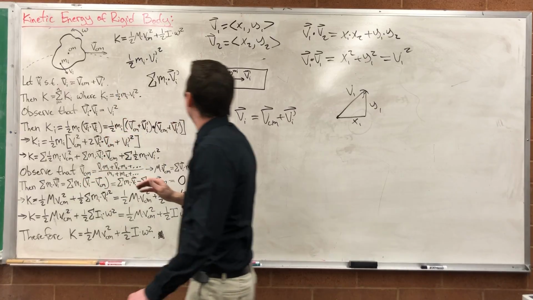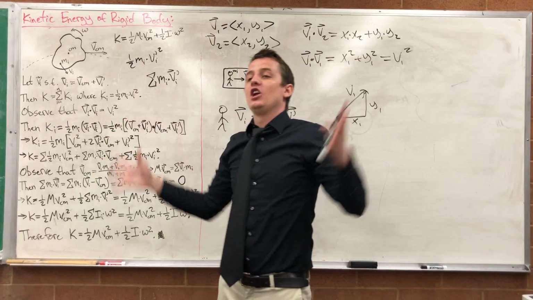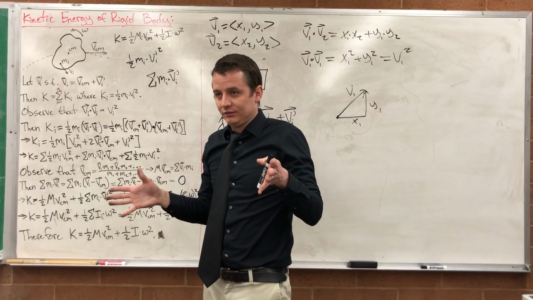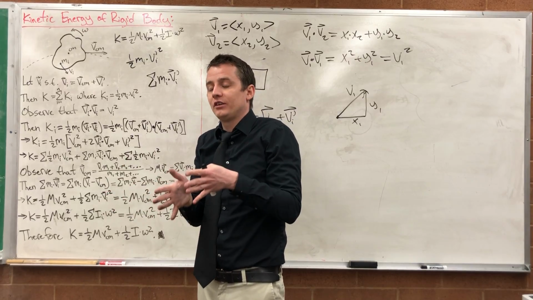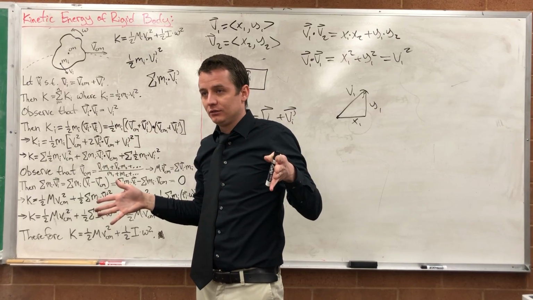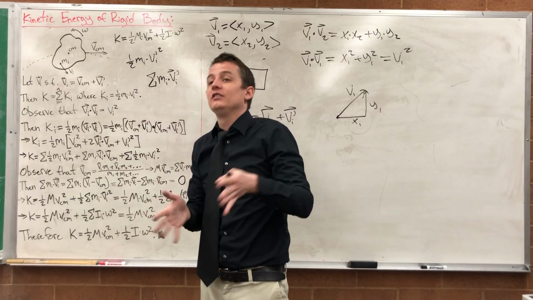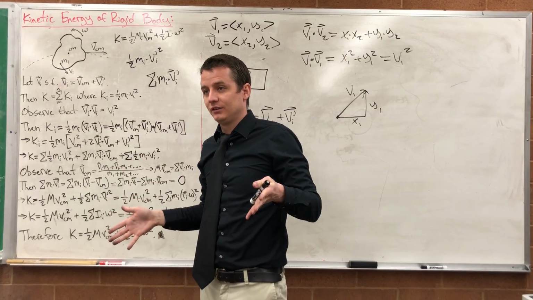Why? Because there's an opposite one on the other side. The sum of all the velocities is already the center of mass. How do I get the velocity of the center of mass? I sum up all the velocities. So when you sum all the velocities, you already get the center of mass, right?